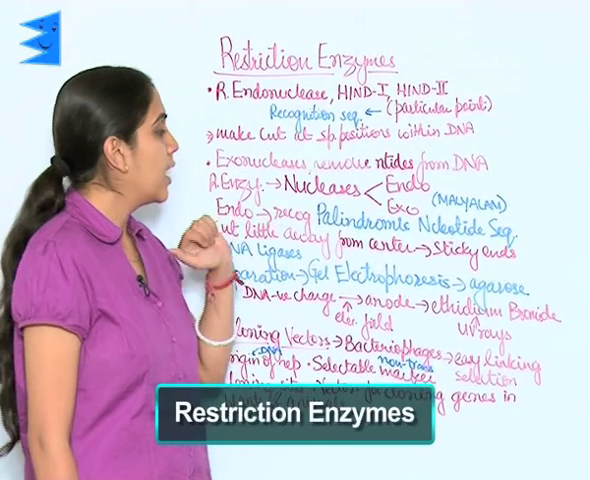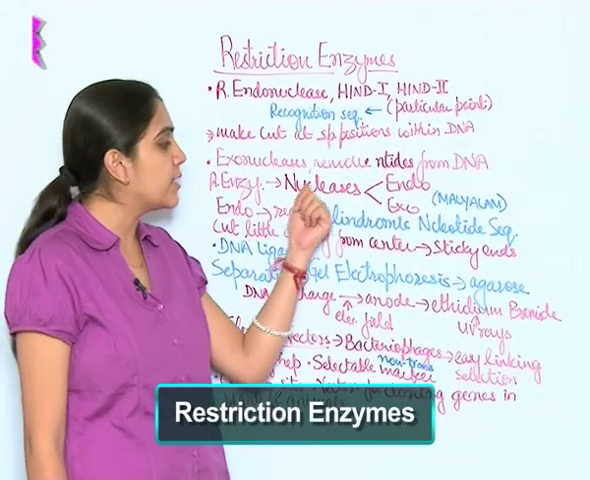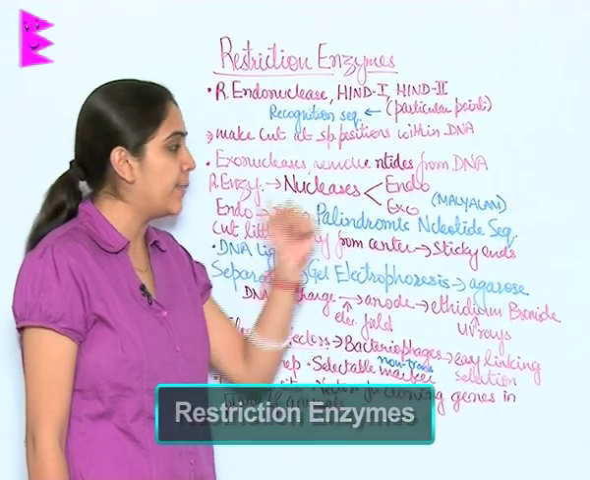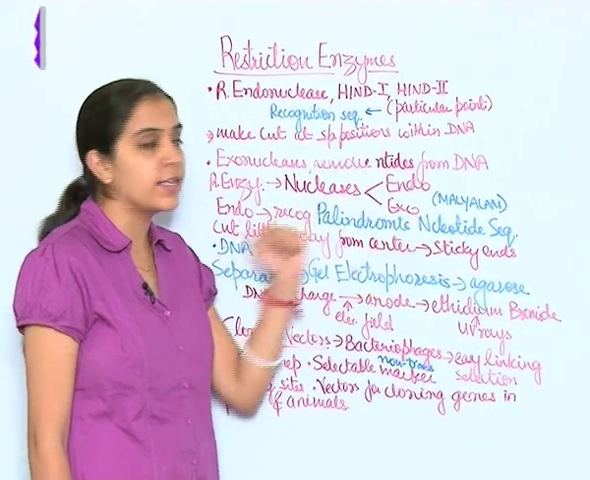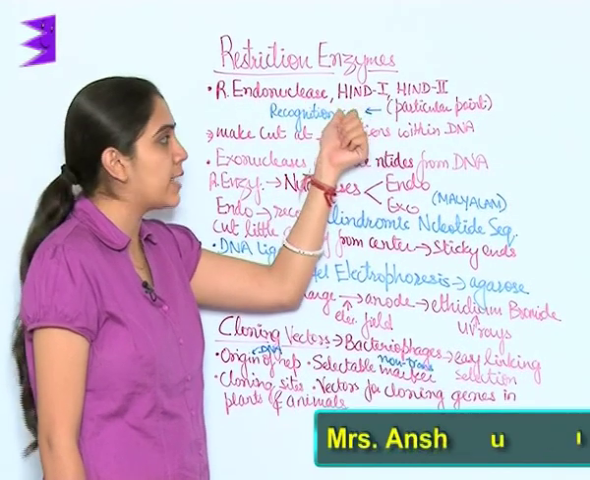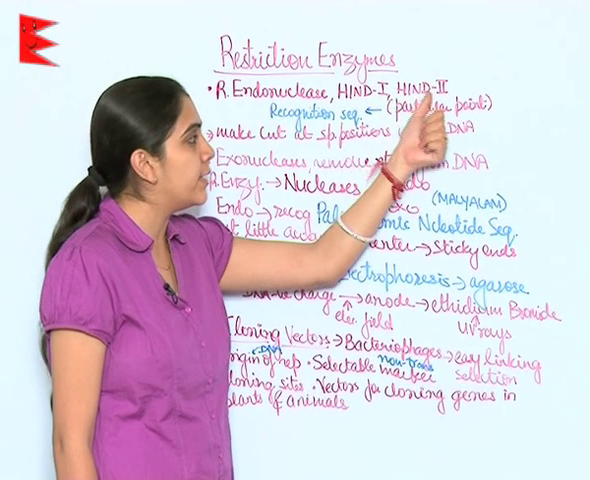Restriction enzymes belong to a larger class of enzymes known as nucleases. Nucleases are further of two types, endonucleases and exonucleases. Restriction endonucleases, two examples are HindI and HindII.